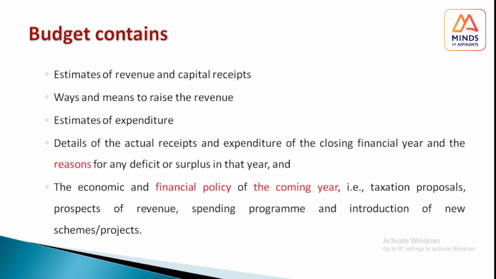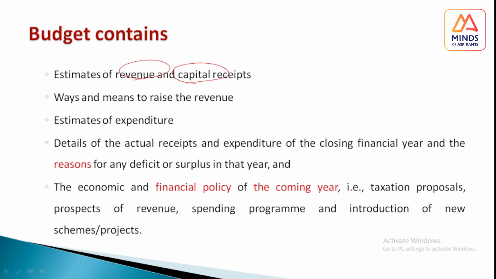Then the budget contains the receipts, that is revenue receipts and capital receipts. The estimate is the amount of revenue and capital combined together. It is the ways and means: what are the ways and means necessary, and what are the ways and means options available for the government in this budget? That is the concept behind this budget.